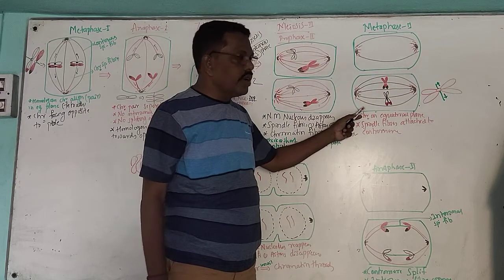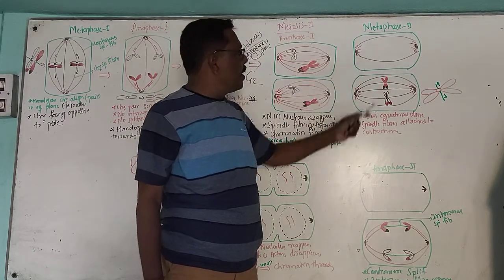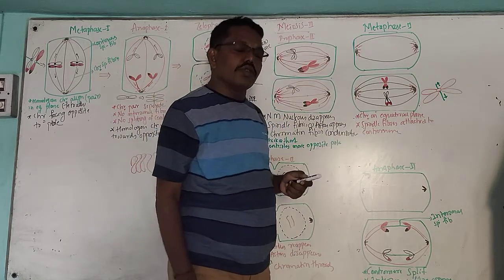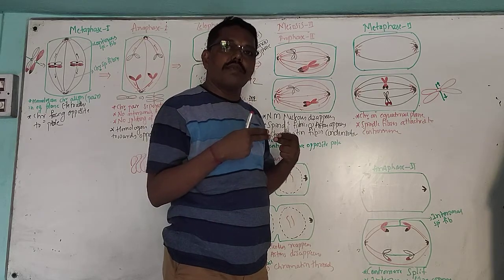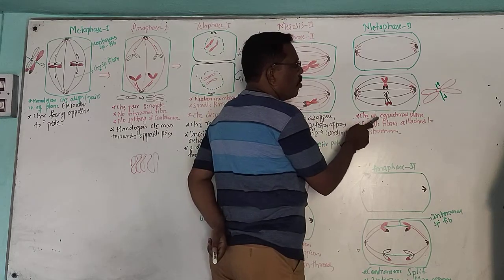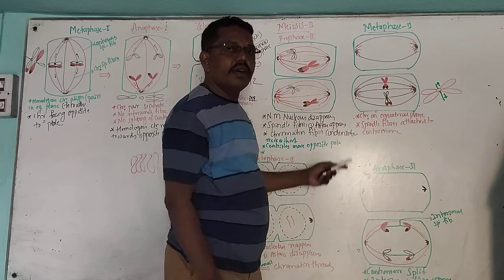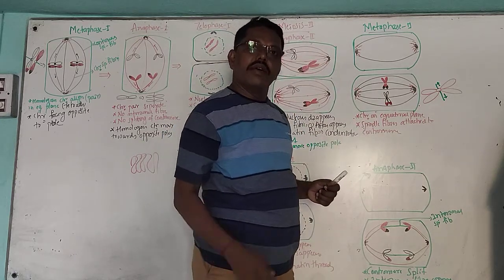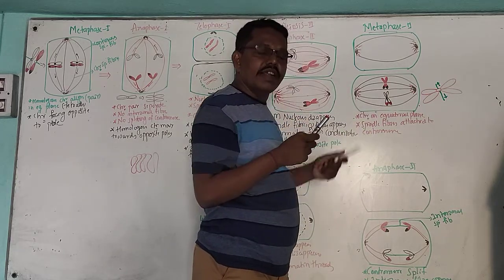Here I want to draw only this daughter cell, and you can imagine the other one also. Here the chromosomes will move to the equatorial plane of the nucleus. They will be at the center of the nucleus. Then the spindle fibers will attach to the centromere. There are two types of spindle fibers that originate in the metaphase.